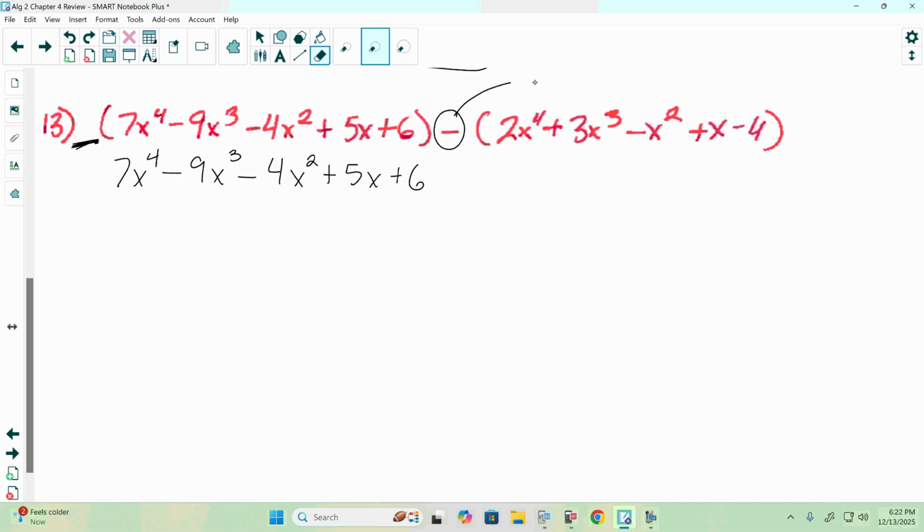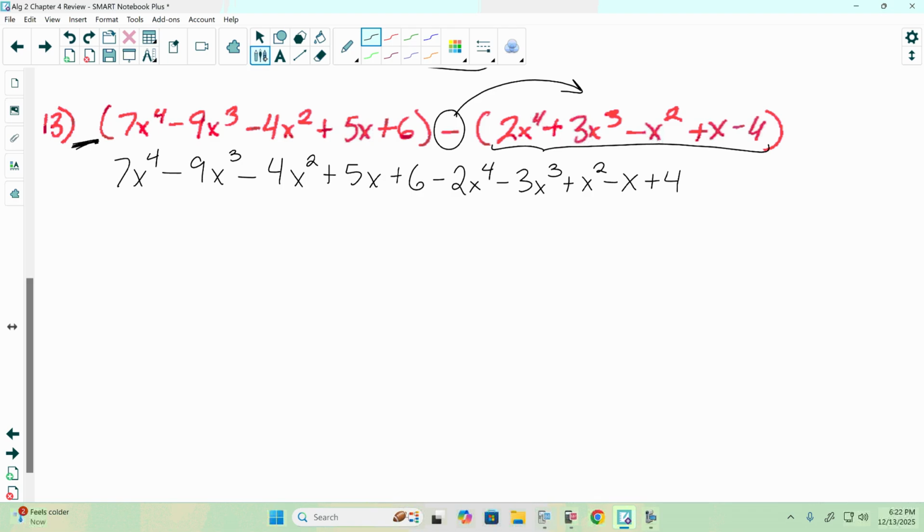Now our second set of parentheses, we're going to have to distribute that negative through. The sign of everything inside this parenthesis is going to have to change. Since 2x to the fourth was positive, it's now negative. 3x cubed was positive, it's now negative. Negative x squared is going to become positive x squared. Positive x is going to become negative x, and negative 4 is going to become positive 4.